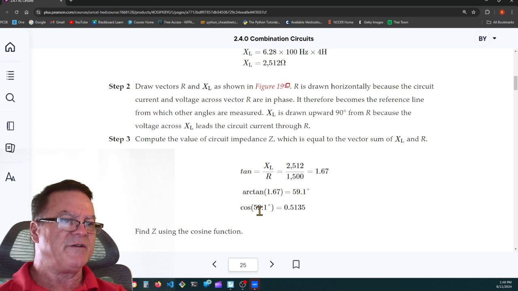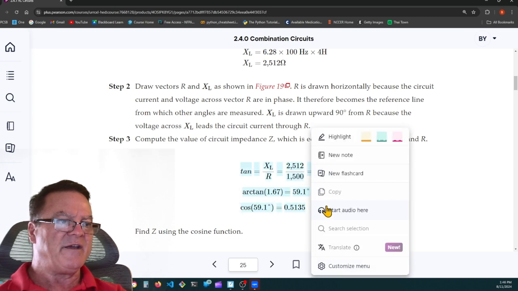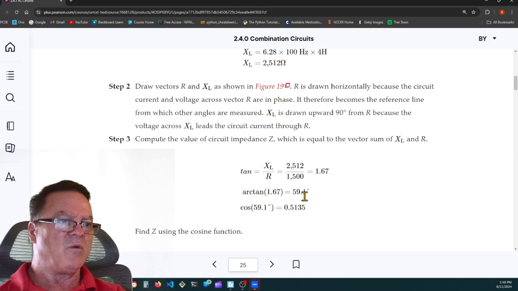And then they're trying to figure out what the phase angle is. They found the tangent of XL divided by R. XL divided by R is 1.67. So arctangent of 1.67 gives us a phase angle of 59.1 degrees. So if we take the cosine of that 59.1 degrees, we end up with 51.35% power factor, or 0.5135 cosine.